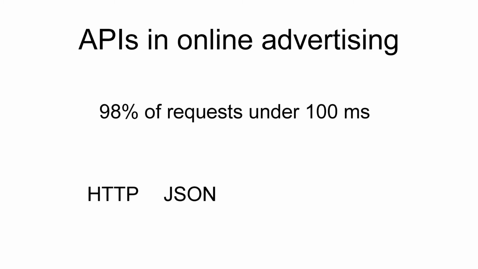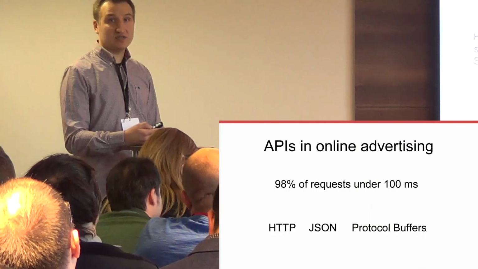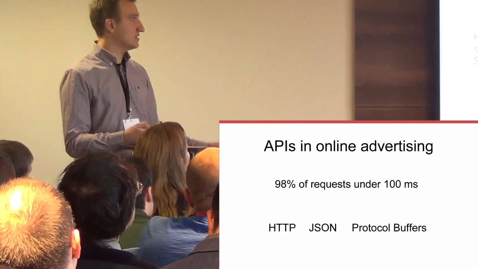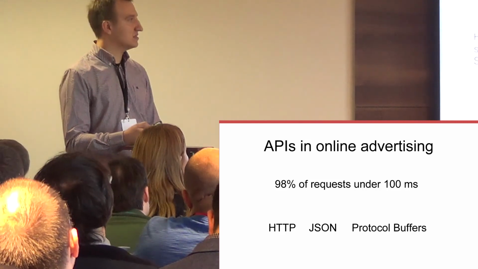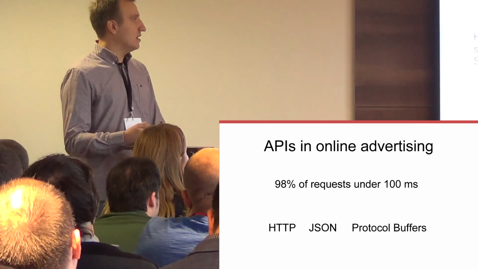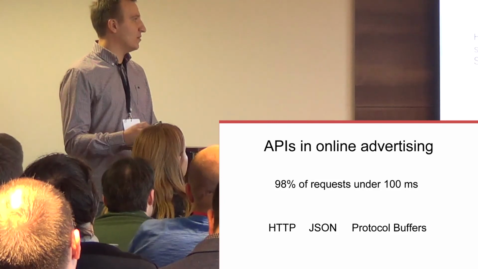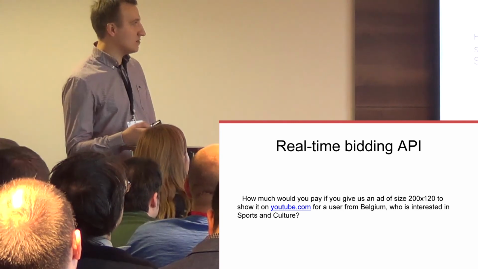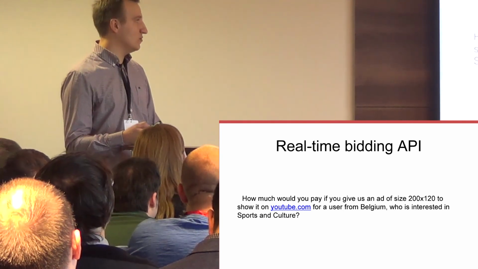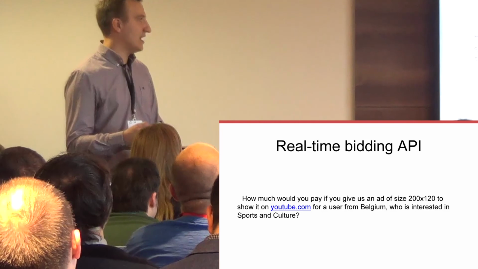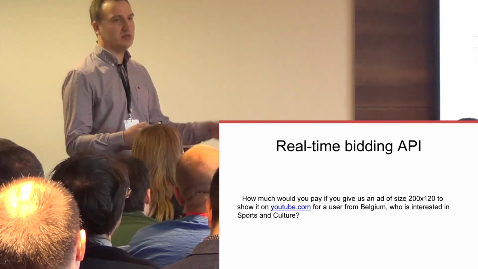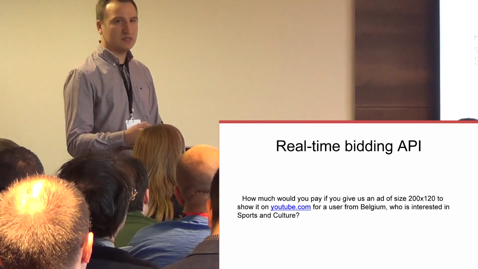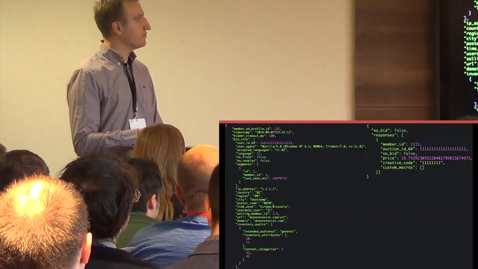Okay, so as I mentioned in the first part of the talk, I'm going to talk about real-time bidding APIs. It's basically an API answering one simple question: given a user from Belgium who's interested in sports and culture, how much would you pay if we show an ad to him on, for example, youtube.com? That's simple. The API is simple.